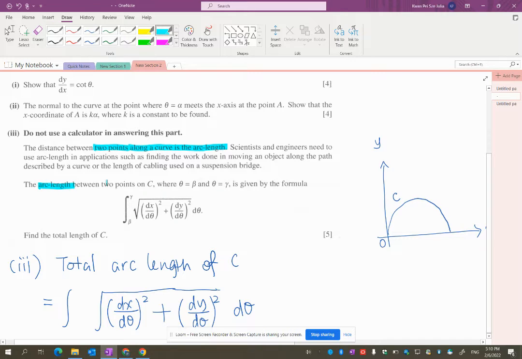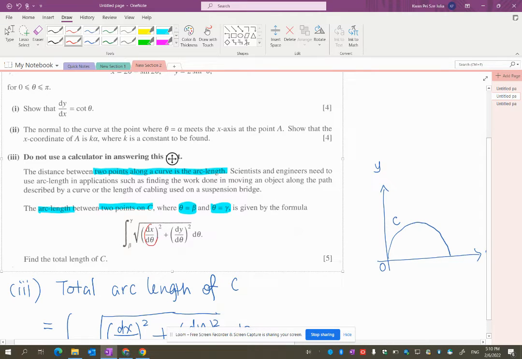The arc length between any 2 points on a curve, where theta equals beta and theta equals gamma, is given by this formula. This formula is pretty easy to understand. It's the integration of the square root of dx d theta squared plus the square of dy d theta. The dx d theta is what we found in part 1 when we tried to find dy dx, and dy d theta has been found in part 1 as well. Now we need to decide what our beta and gamma are. Sorry, this is gamma, not alpha.